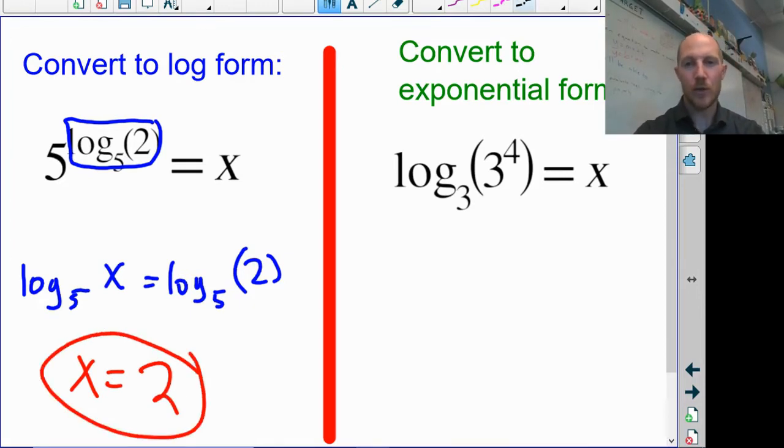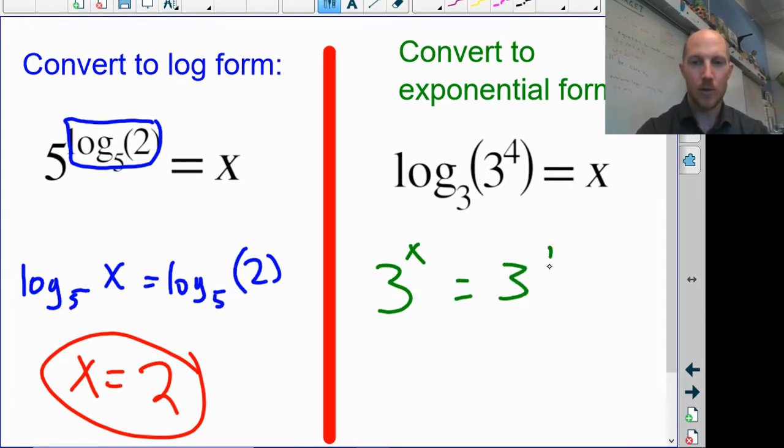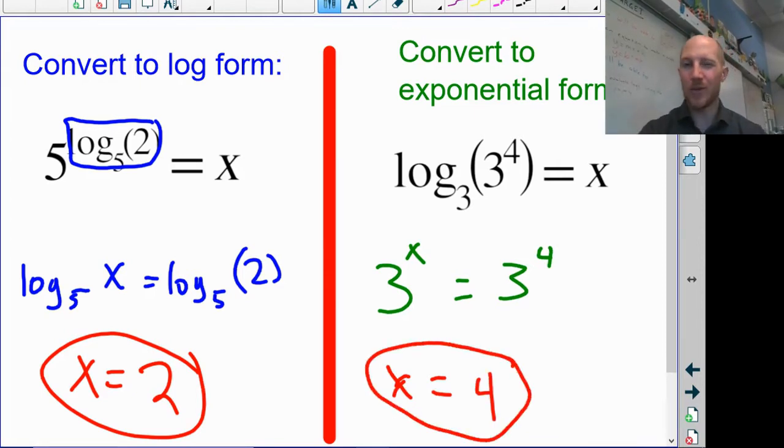All right. Let's look at the other side over here on the right. So I've got in log form already log base 3 of 3 to the 4th power equals x. If I convert this to exponential form, I'm going to start with that 3 that's the base of the log. So that's going to form the base of my exponent. The x over on the other side of the equal sign, that is my exponent on the 3. And then the output, 3 to the power of 4. Okay, I got a question for you about this one as well. If 3 to the power of x is equal to 3 to the power of 4, what do you think x equals? Yeah, 4. Nice. Okay, so these are both actually examples of the inverse property.